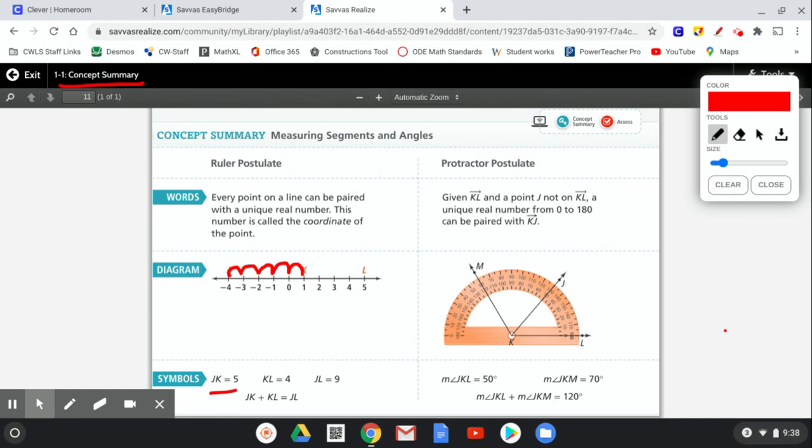And then the next thing is the protractor postulate. We're going to practice with measuring with a protractor, and I think the biggest thing is where we put the protractor. If we have this angle, I'm going to name it JKL. Hopefully you notice that the middle letter is K, all right? If I trace it, I go from J to K to L, just tracing it with my finger. That's how I'm going to name it.